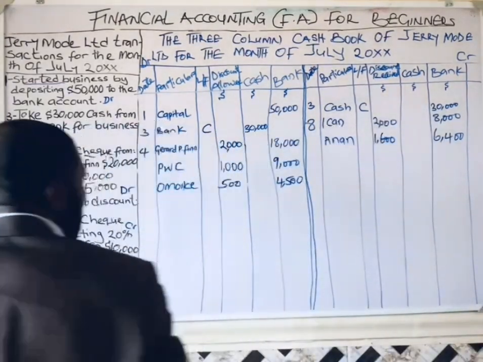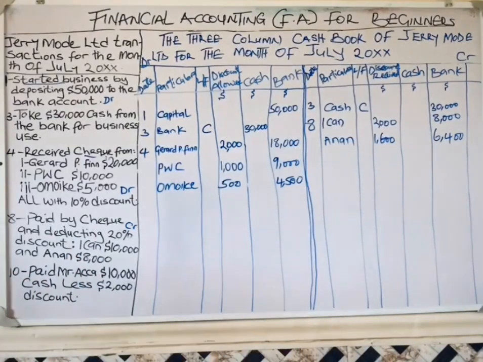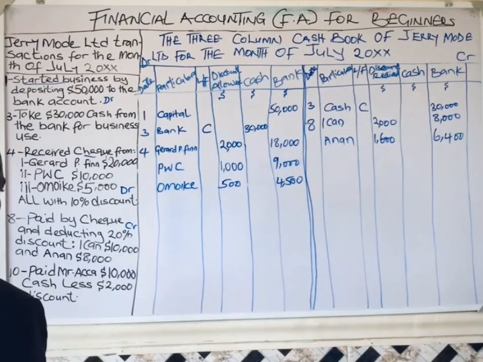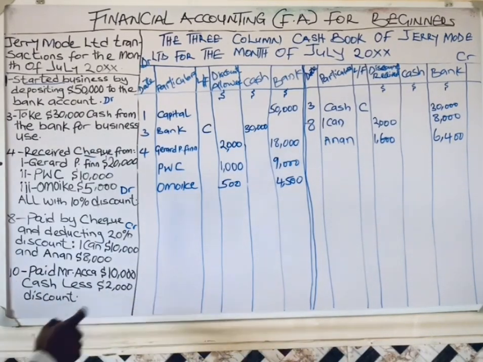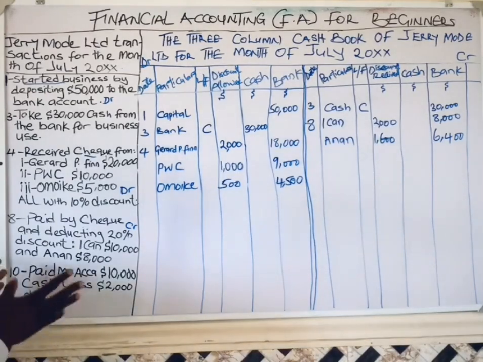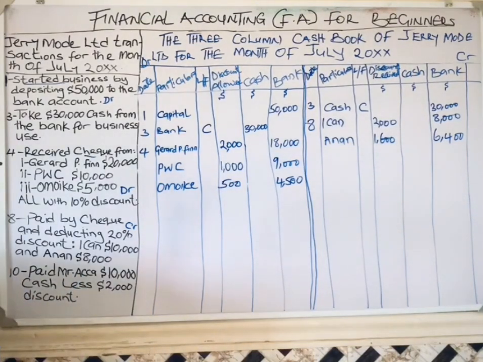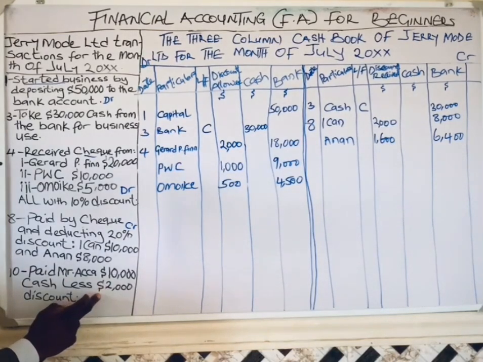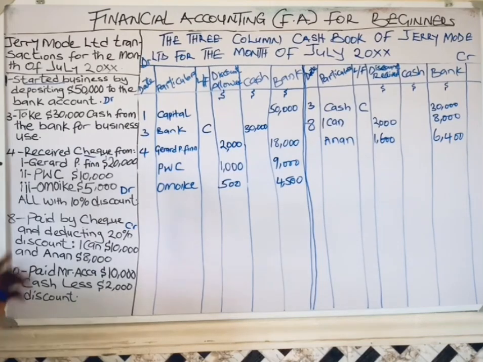That is simple. That is all about the discount, allowed or received. The next transaction: paid Mr. Aka $10,000 cash less $2,000 discount. So discount is in two forms. Either it will come in percentages or it will come direct, just as in this transaction. It is not in percentage, but it is direct. So you apply it direct.